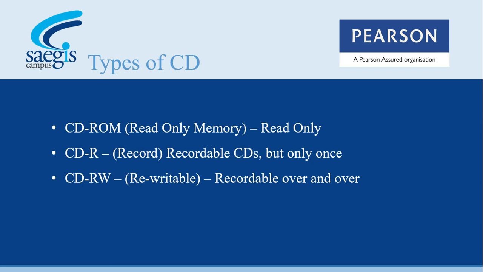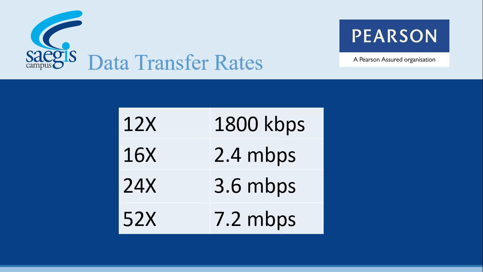Here these are the types of CDs: CD-ROM, CD-R and CD-RW. CD-ROM is read only, CD-R we can record but only once, and CD-RW is rewritable, and we can record it many times. Here we have data transfer rates. As you can see here, 12x means a data transfer rate of about 1800 kilobytes per second, and 52x means a data transfer rate of 7.2 megabytes per second.